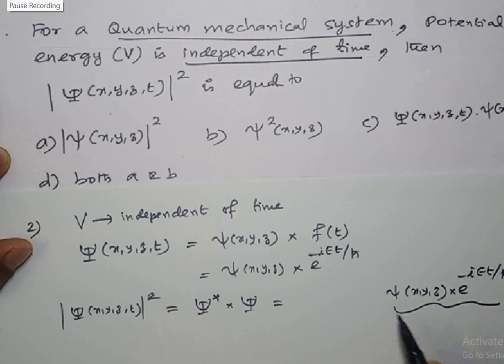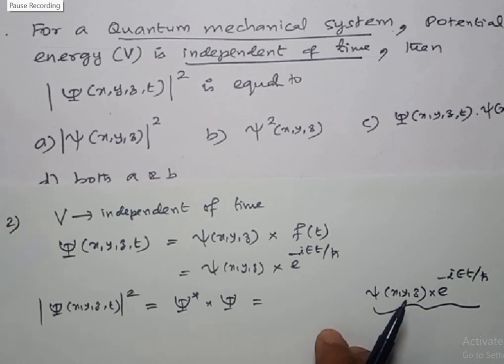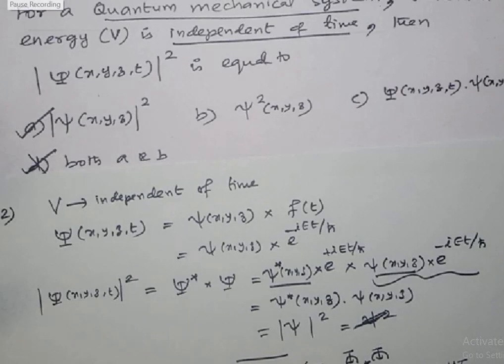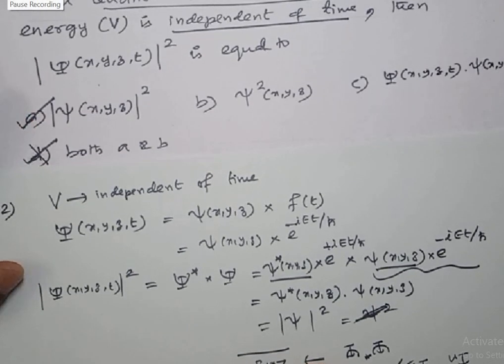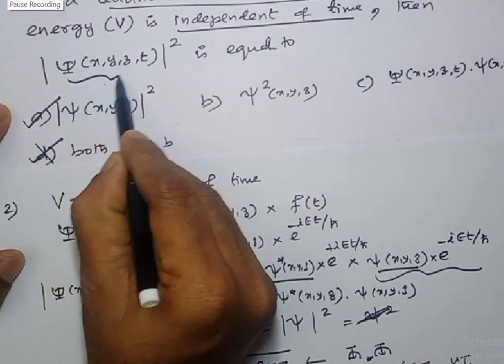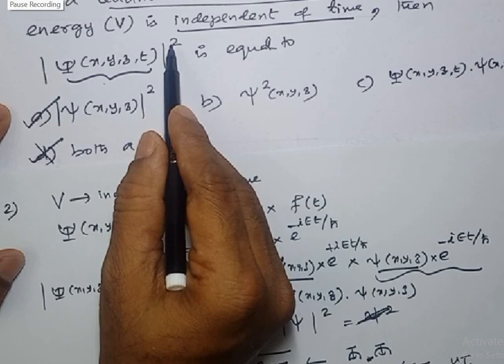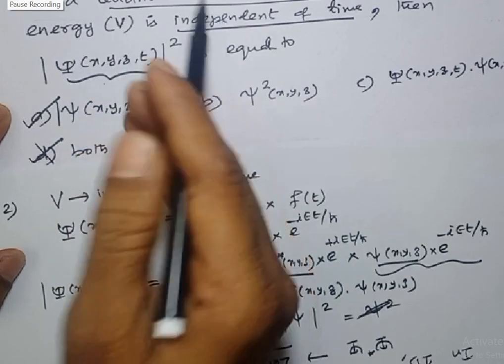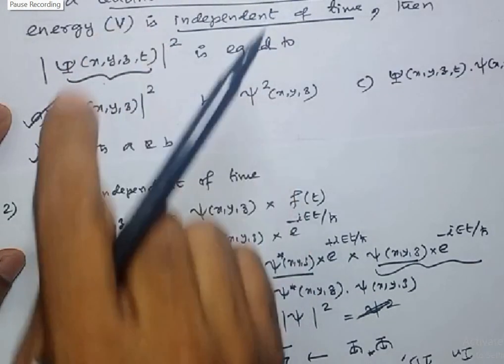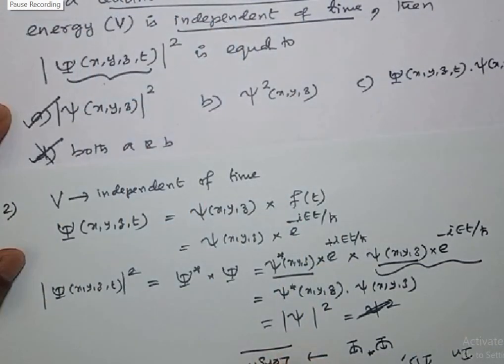This is psi, the e power minus i E t by h cross. Listen, yes, you are right. I'll just explain again. See, the total wave function depends on coordinate as well as time. So square modulus of this wave function is nothing but finding probability at this point at time t.